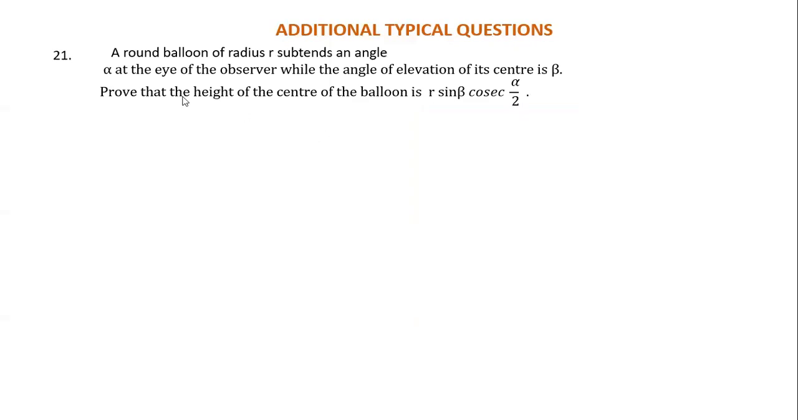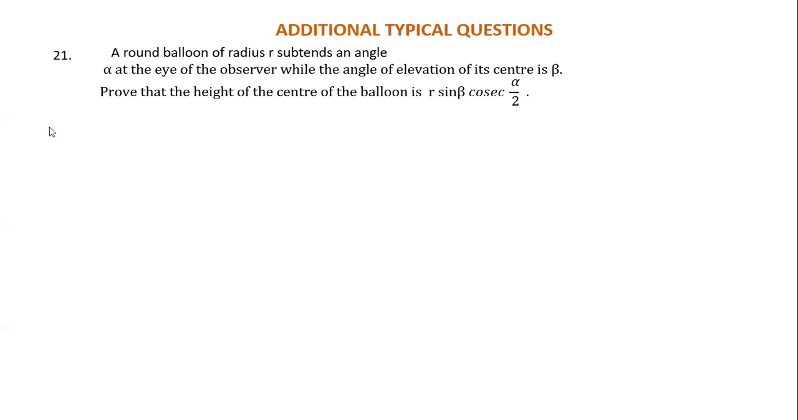First question. A round balloon of radius r subtends an angle alpha with the eye of the observer, while the angle of elevation of its center is beta. Prove that the height of the center of the balloon is r sin beta cosec alpha by 2. So now if you see this, he wants it in terms of sine and cosec. So let us first draw the figure.